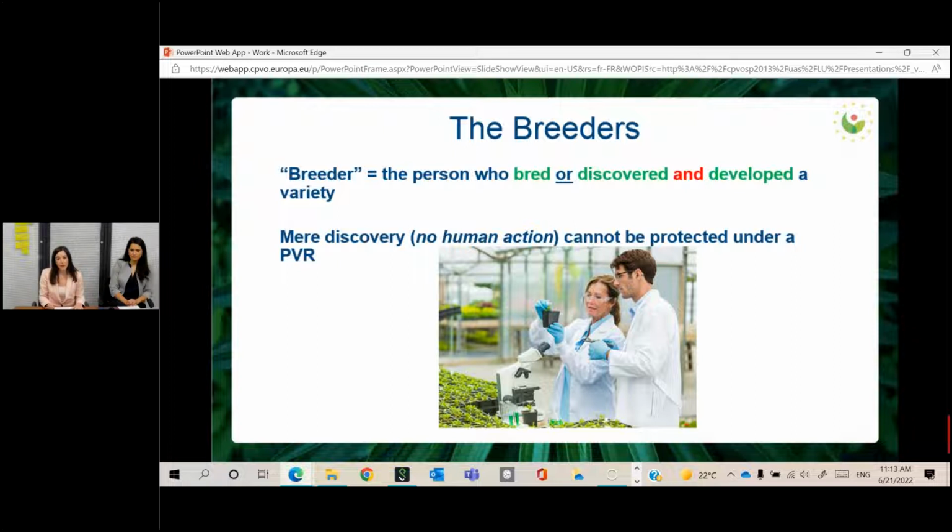This is consistent with the theory of social contract that we have already presented, because in essence, we want to reward with an intellectual property right those inventors that have made an effort to create something new. That's why we don't reward somebody for a mere discovery in nature.